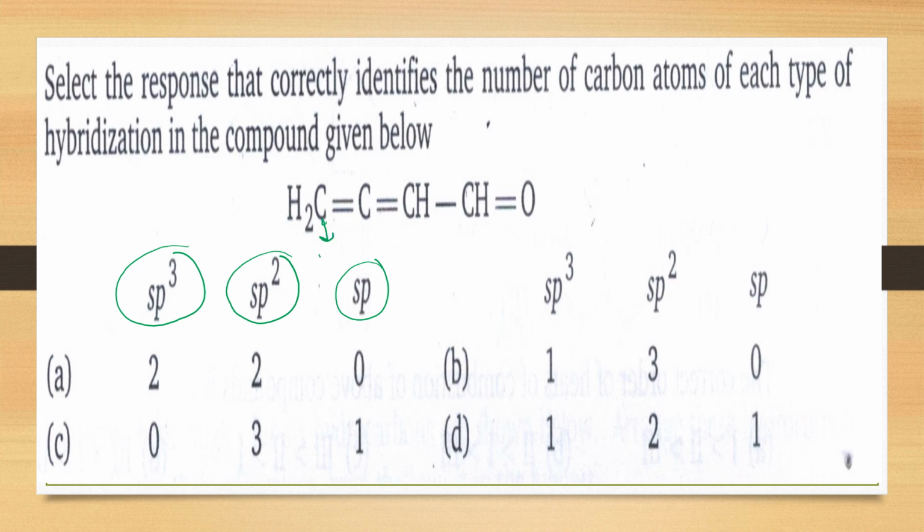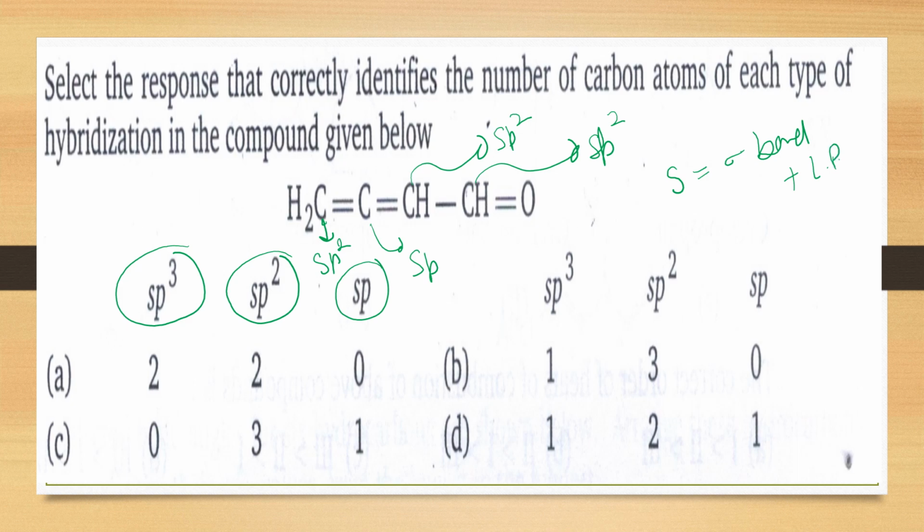This carbon has sp2 hybridization. This is sp hybridization. This is again sp2, and this carbon is again sp2. We can find the hybridization using the formula of steric number. Steric number is equal to sigma bonds plus lone pairs. Using this formula we can calculate the hybridization. So how many sp2 hybridized carbons are there? 3. And how many sp? Just 1. That one is the only sp. The other 3 carbons are sp2 hybridized. sp3 is 0. So our answer will be C.